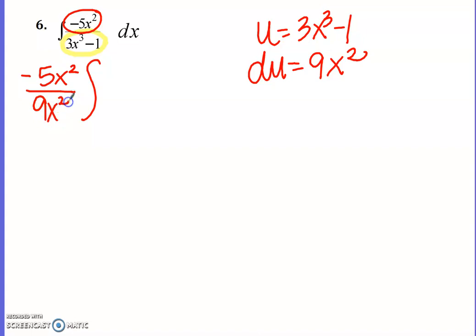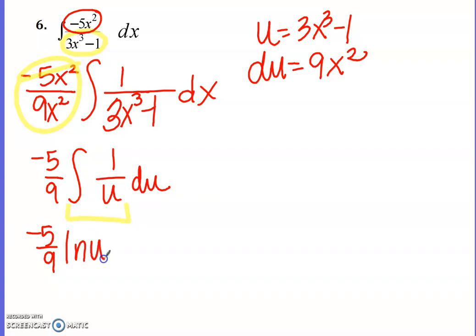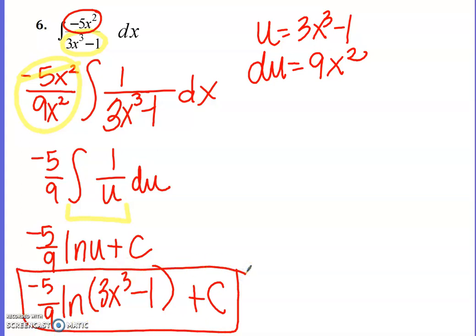Divide by du. And I have 1 over 3x cubed minus 1. This simplifies to negative 5/9. I'm going to sub in u here. So the integral of 1 over u is ln u plus c. And then I just sub in 3x cubed minus 1 for u. And there is the antiderivative. And that's it.